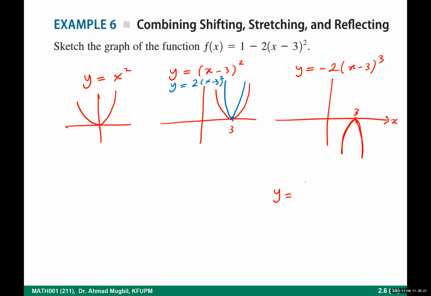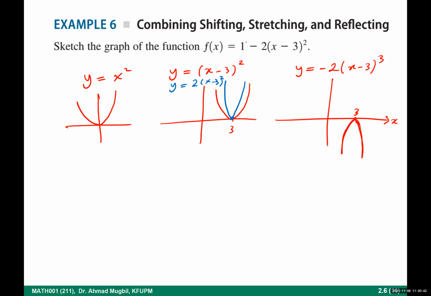Sorry, why in the x-axis? The whole function has been multiplied by negative. We didn't replace x by negative x. We replaced the whole function by negative the function. Now, what else now?